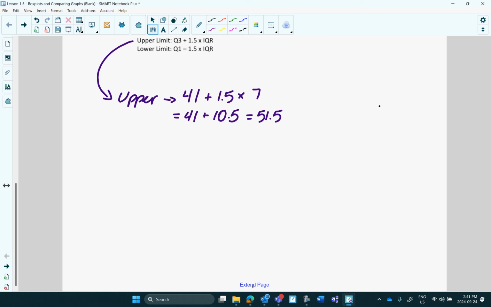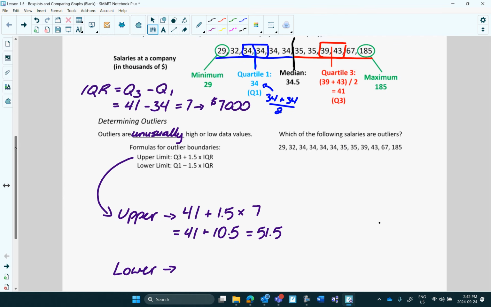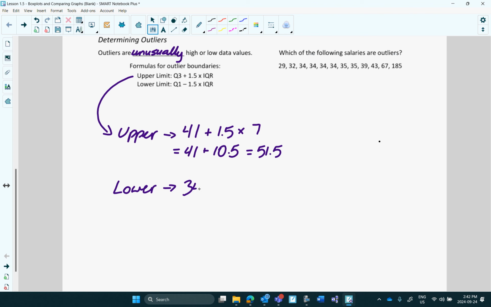For the lower, we take the value of Q1, which was 34, and we subtract 1.5 times the IQR, subtract 1.5 times 7. So we're going to get 34 minus 10.5, which gives us 23.5. If there is a number that's lower than this, it is also an outlier.